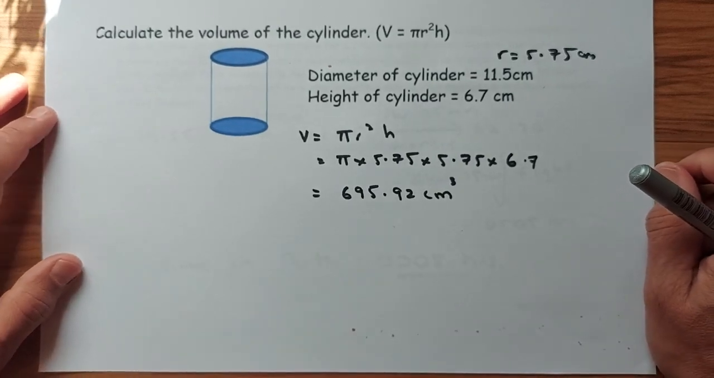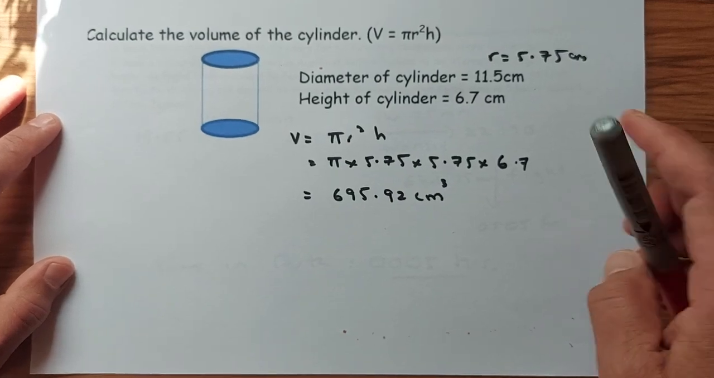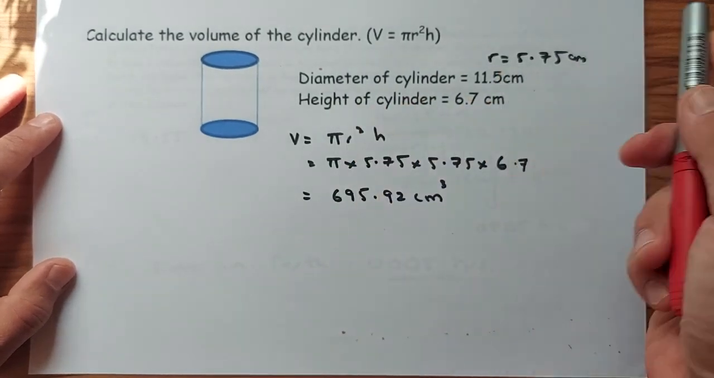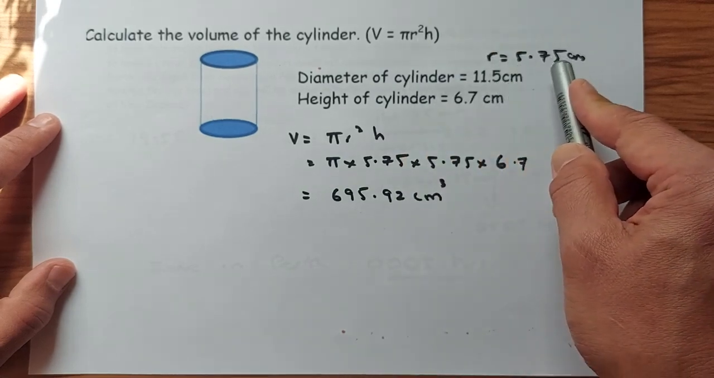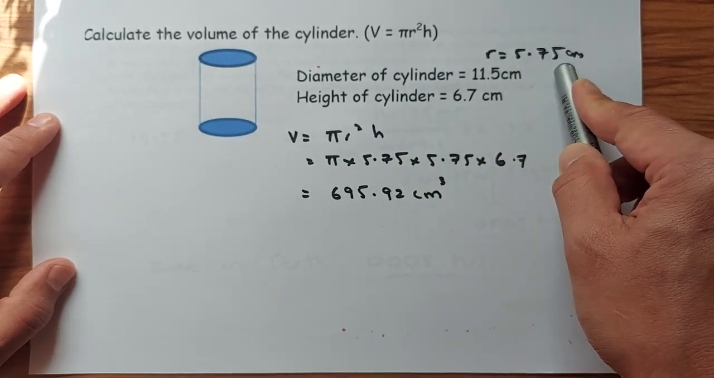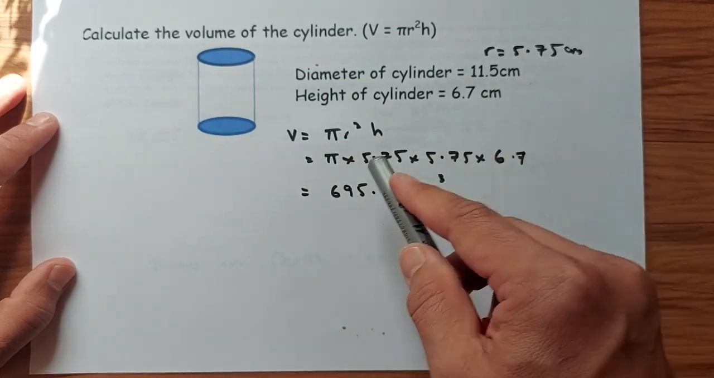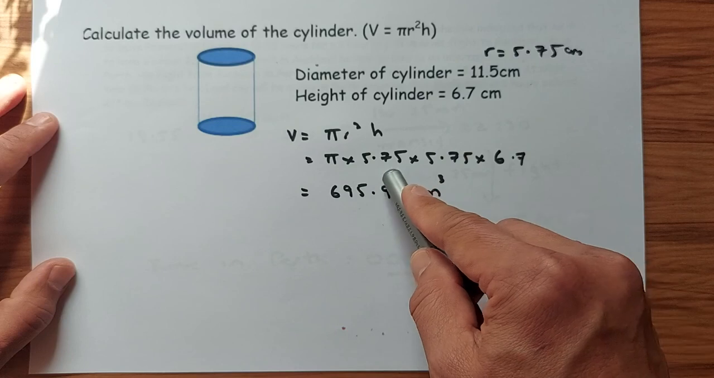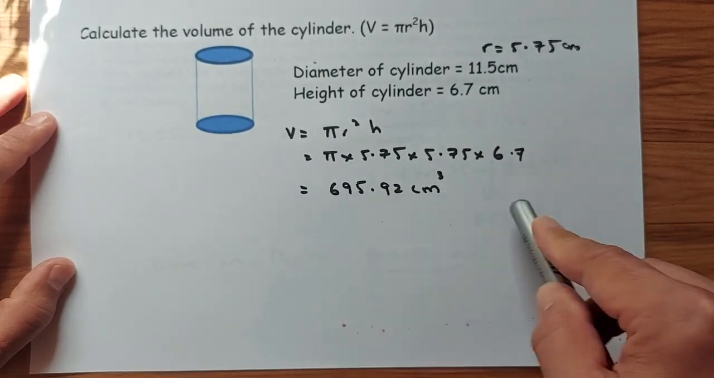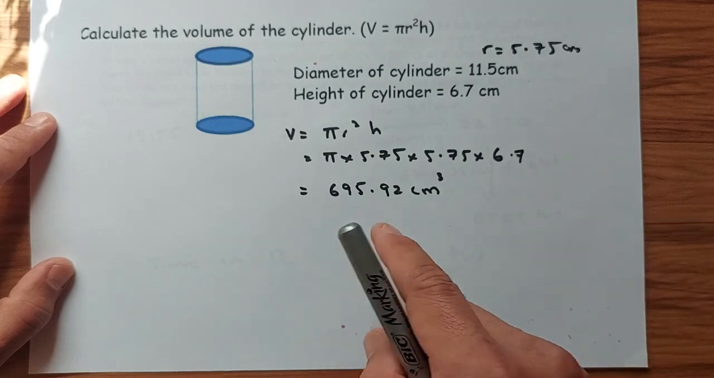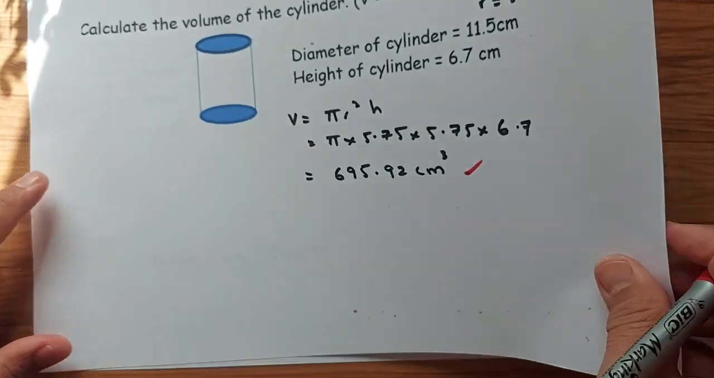Now we shall look at the simple question. Calculate the volume of the cylinder. They told you the volume is pi r squared h. Very simple. The diameter is 11.5, so the first thing you do, you need to find the radius because the formula uses the radius. So you divide by 2, 5.75. Once you know this, put in the formula and then just substitute the values. Pi, radius is 5.75 times 5.75 and the height is 6.7. Chuck it in your calculator and the answer is 695.92. Make sure you have a unit and that will give you another mark in the exam.